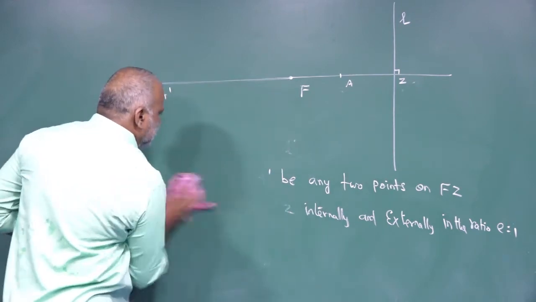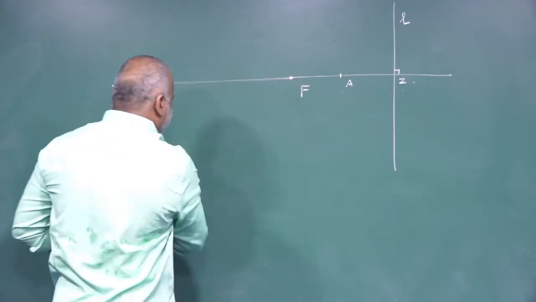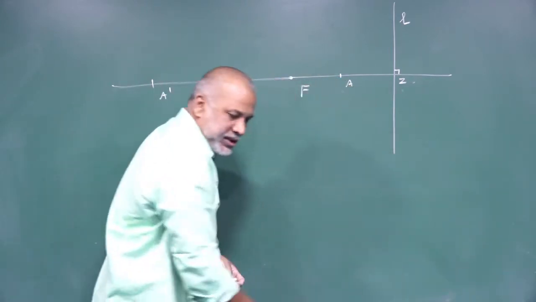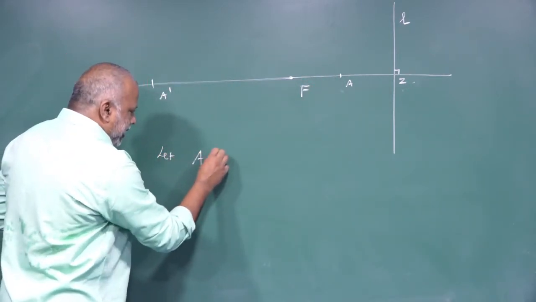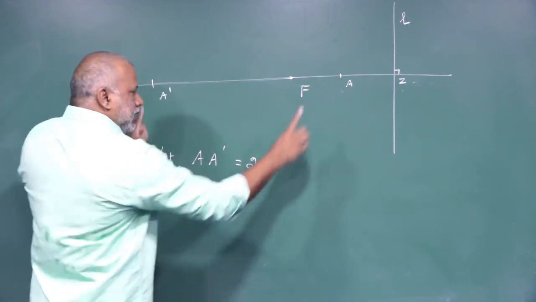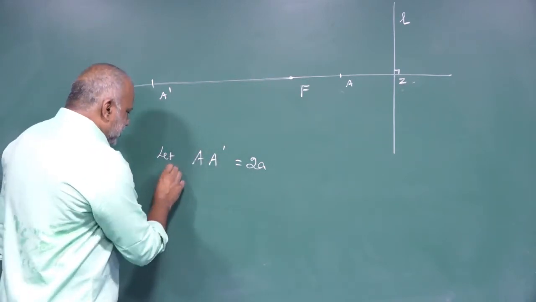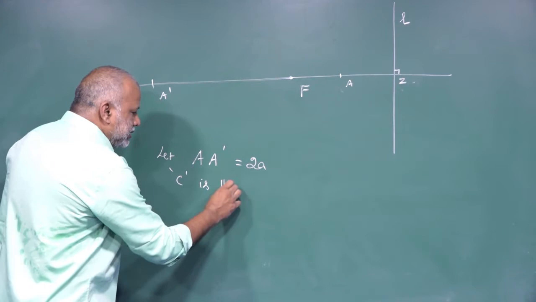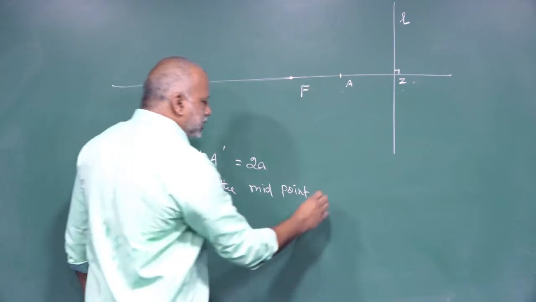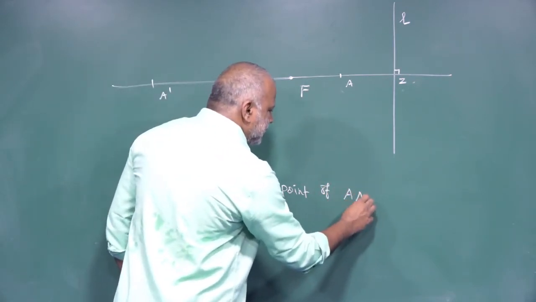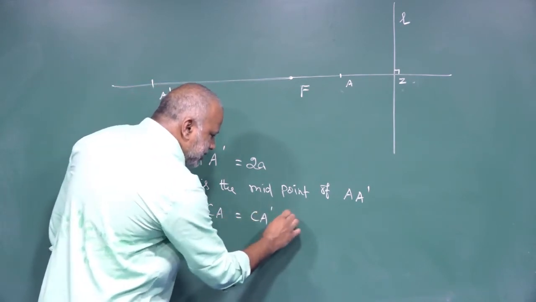Now the next explanation is, we are taking the 2 points capital A and A dash, so that it has some distance. So let us consider AA dash equal to 2a. So the distance between the new points capital A and A dash equals 2a. Then C is the midpoint of AA dash. Therefore, CA equals CA dash equals a.